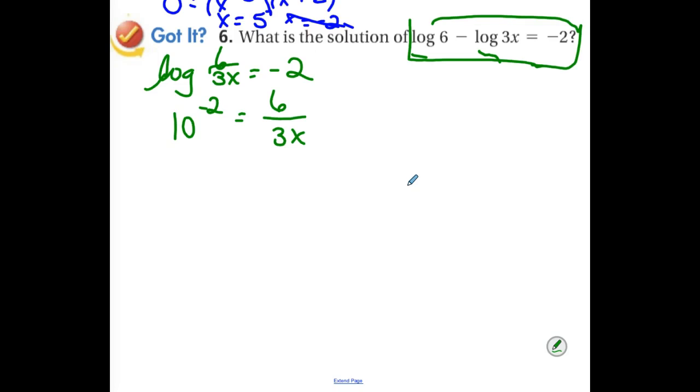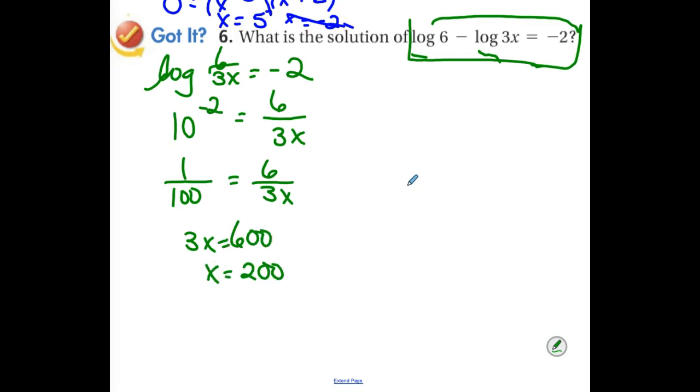What is 10 to the negative 2? 100. And I'm going to have you leave it that way as opposed to a decimal because we can just cross multiply this. 3x times 1 is 3x. 100 times 6 is 600. Dividing out a 3, we get 200. Checking it. Can I put a 200 in here without creating a negative value? Yes.